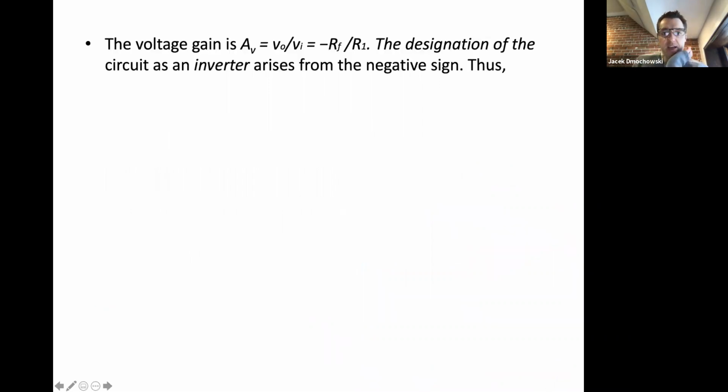Okay, so the gain of an inverter is equal to negative RF over R1. Right. And the reason it's called an inverter is because there's a negative sign on the gain. So it not only amplifies your input, it also flips the sign. So if you want a positive output, you need to put in a negative input.